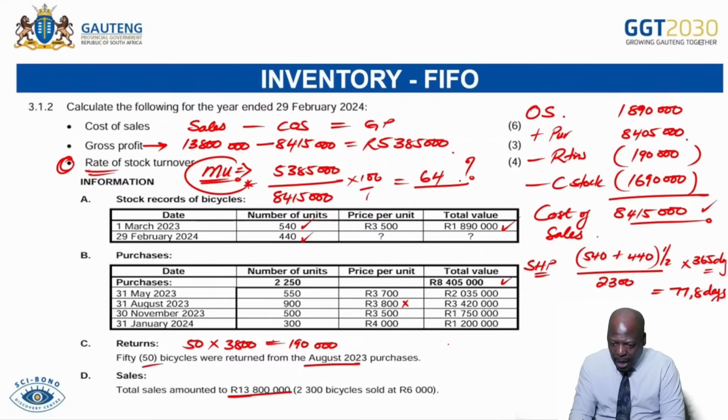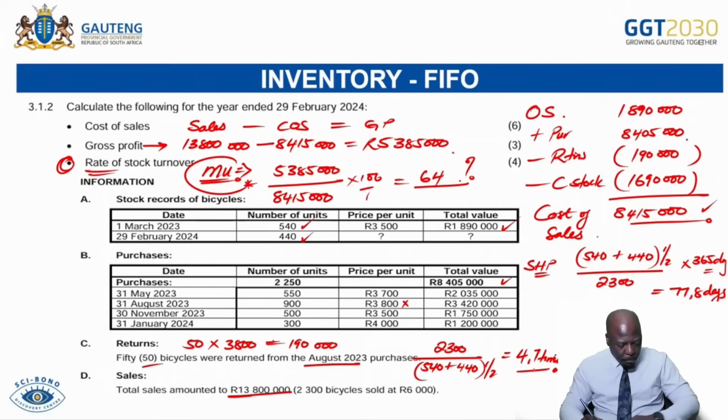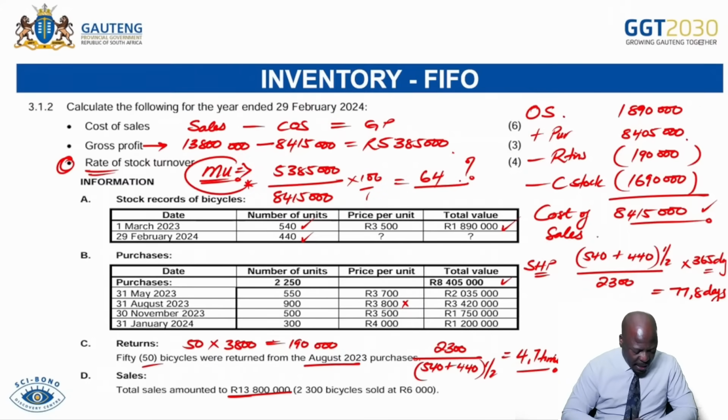So you come here and say it's 2,300 over your average stock. Your average stock is your 540 plus 440. Remember, you are getting the average over here, and your answer must be in times. So you get 4.7 times. That becomes the answer. All right. Are we good? Okay, good.